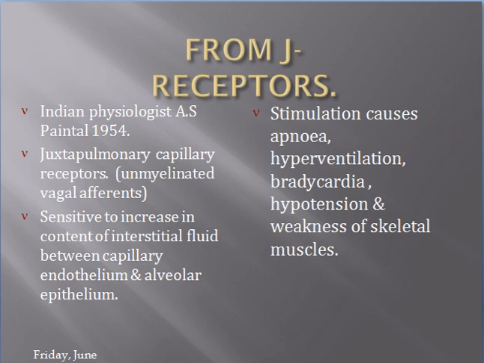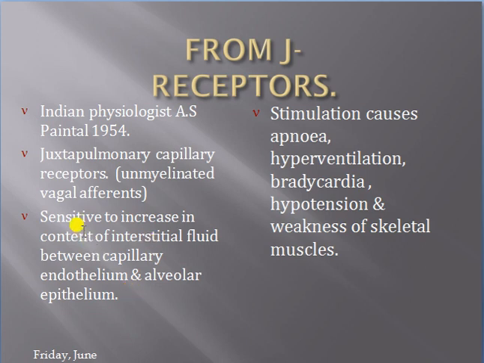J receptors, J is nothing but juxtapulmonary capillary receptors. These are all present in the pulmonary region. They are unmyelinated vagus afferents, sensitive to an increase in the content of interstitial fluid between the capillary endothelium and the alveolar epithelium.